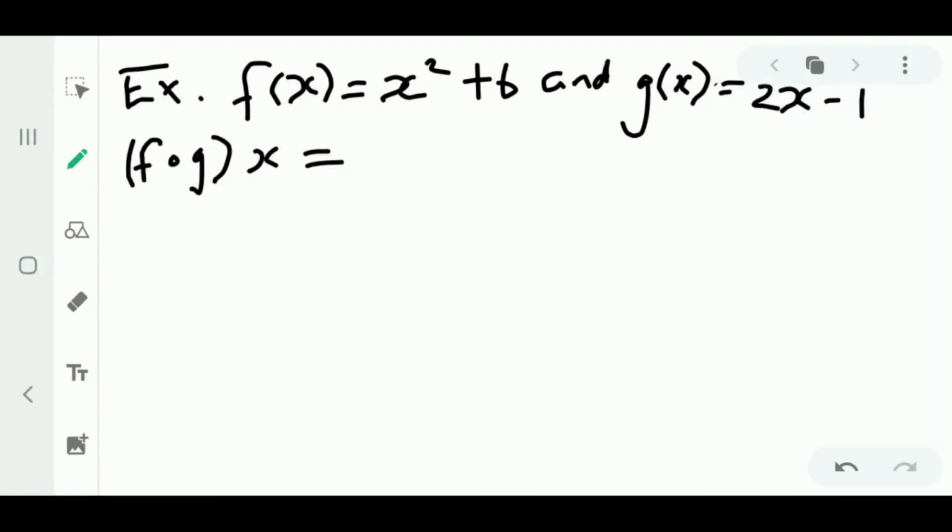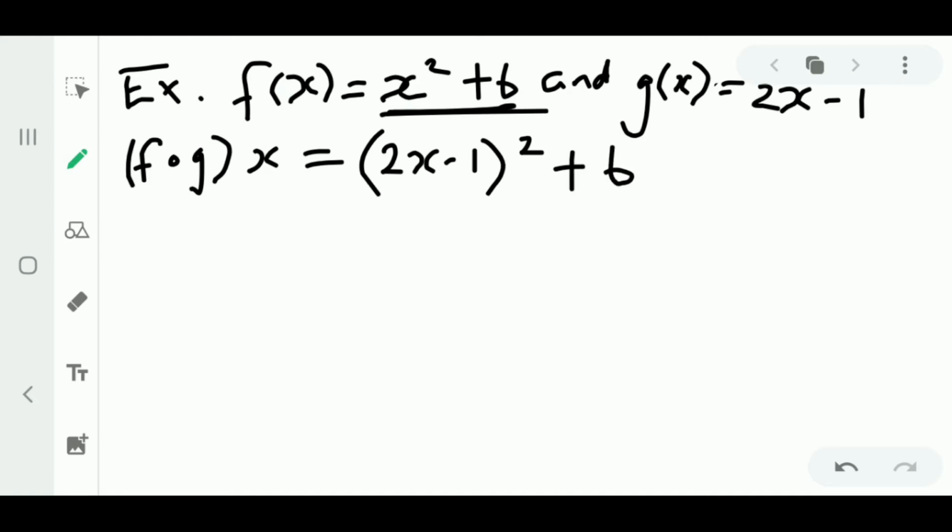So we have f of x is equal to x squared plus 6 and g of x is equal to 2x minus 1. So first we're going to find what f composition of g is. So again, because f is first, that means this is our basis. So we have x squared plus 6. And we're substituting anywhere we see x for 2x minus 1. So that would be 2x minus 1 all squared plus 6.